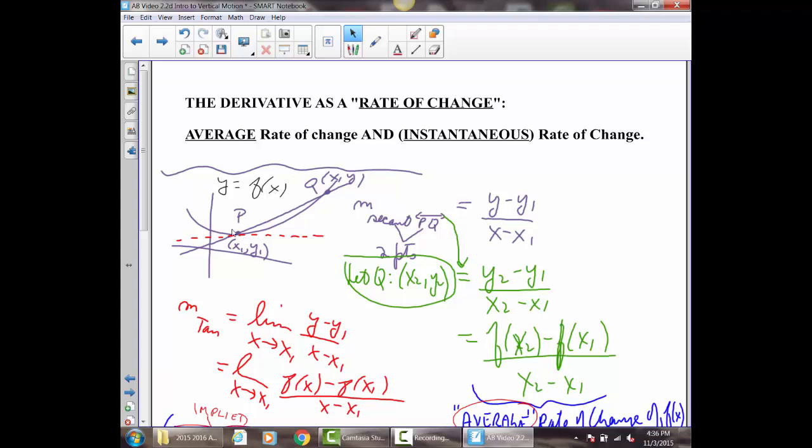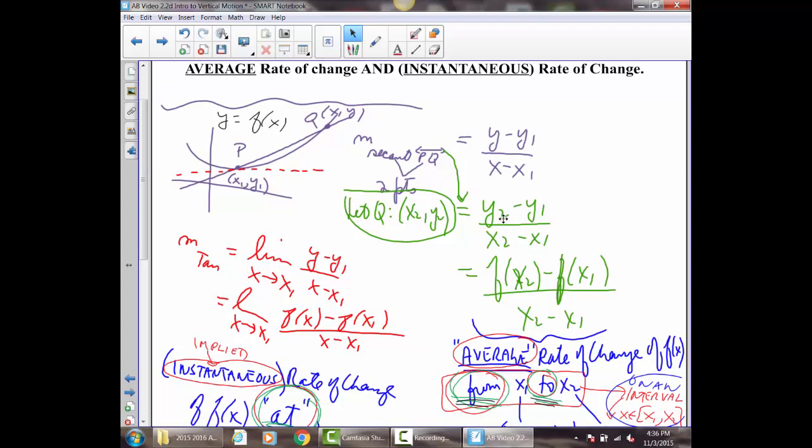All right, going back to our original introduction to derivatives, if you had a curve y equals f of x, and you had 2 points on that curve, x1, y1, and x2, y2, the slope of the secant line, the slope of the line through those 2 points, is y2 minus y1 over x2 minus x1. Since y is the function f of x, that's f of x2 minus f of x1 over x2 minus x1.